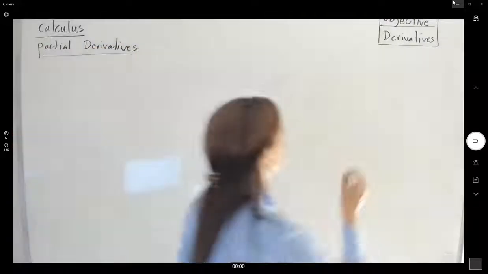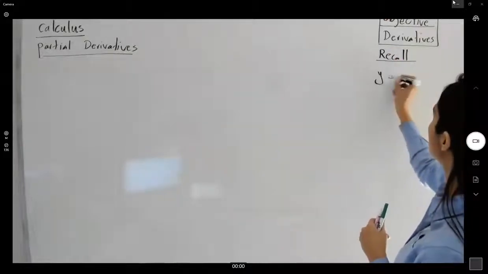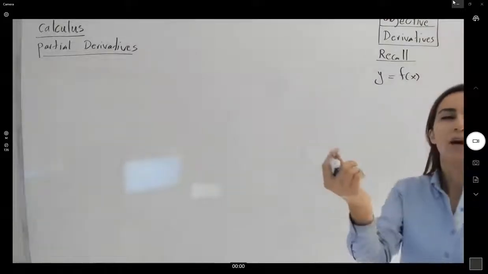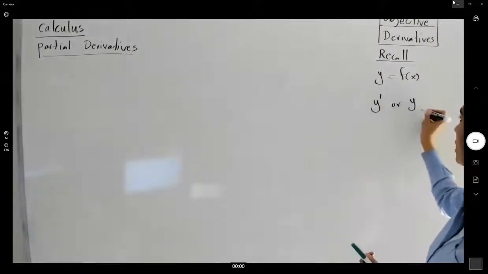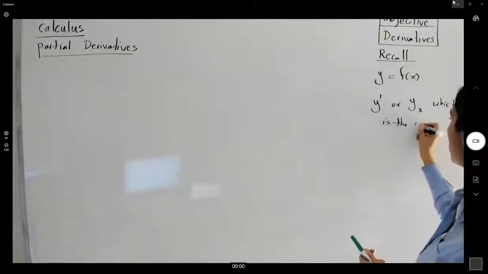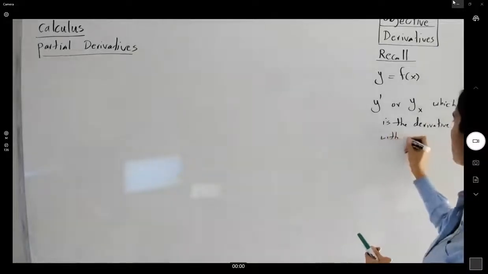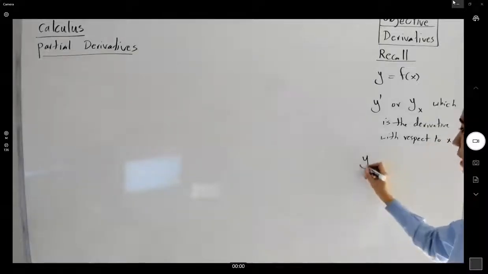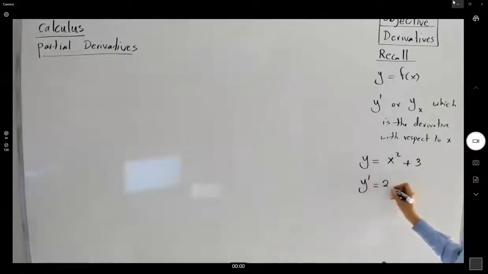Recall that when you had a function like this, if you have y equals f of x, then you took the derivative, you only had one type of derivative, y prime or y of x, which was the derivative of the function with respect to x. For example, if you had y equals x squared plus 3, the derivative was 2x.